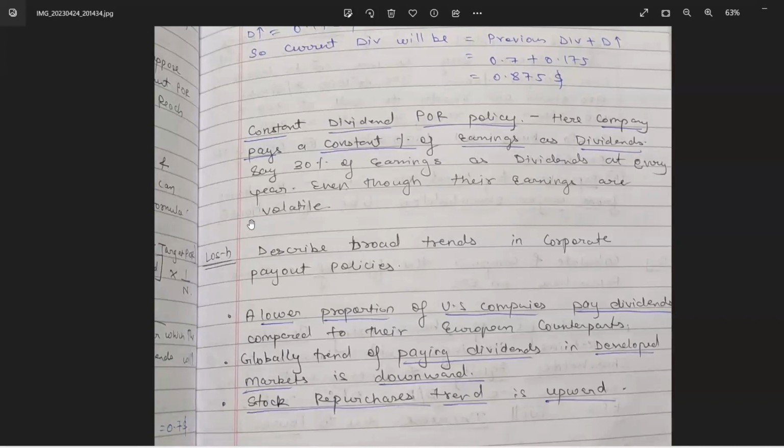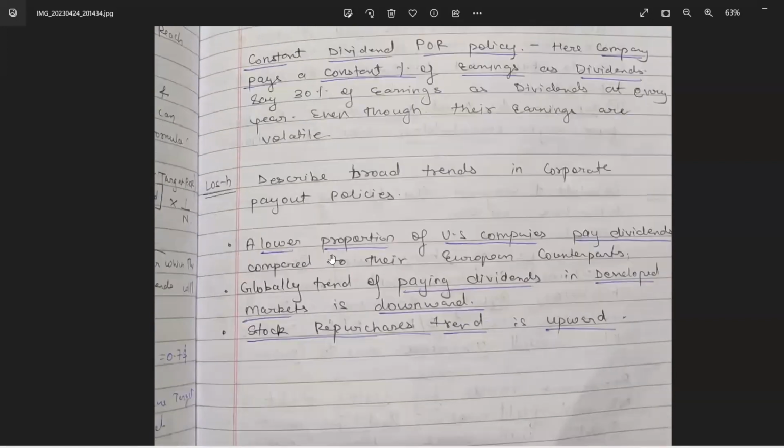So the next LOS is LOS H. Describe broad trends in corporate payout policies. A lower portion of US companies pays dividends compared to their European counterparts. Globally, the trend of paying dividends in developed markets is downward. So in developed markets, companies are not paying dividends. Stock repurchases trend is upwards.